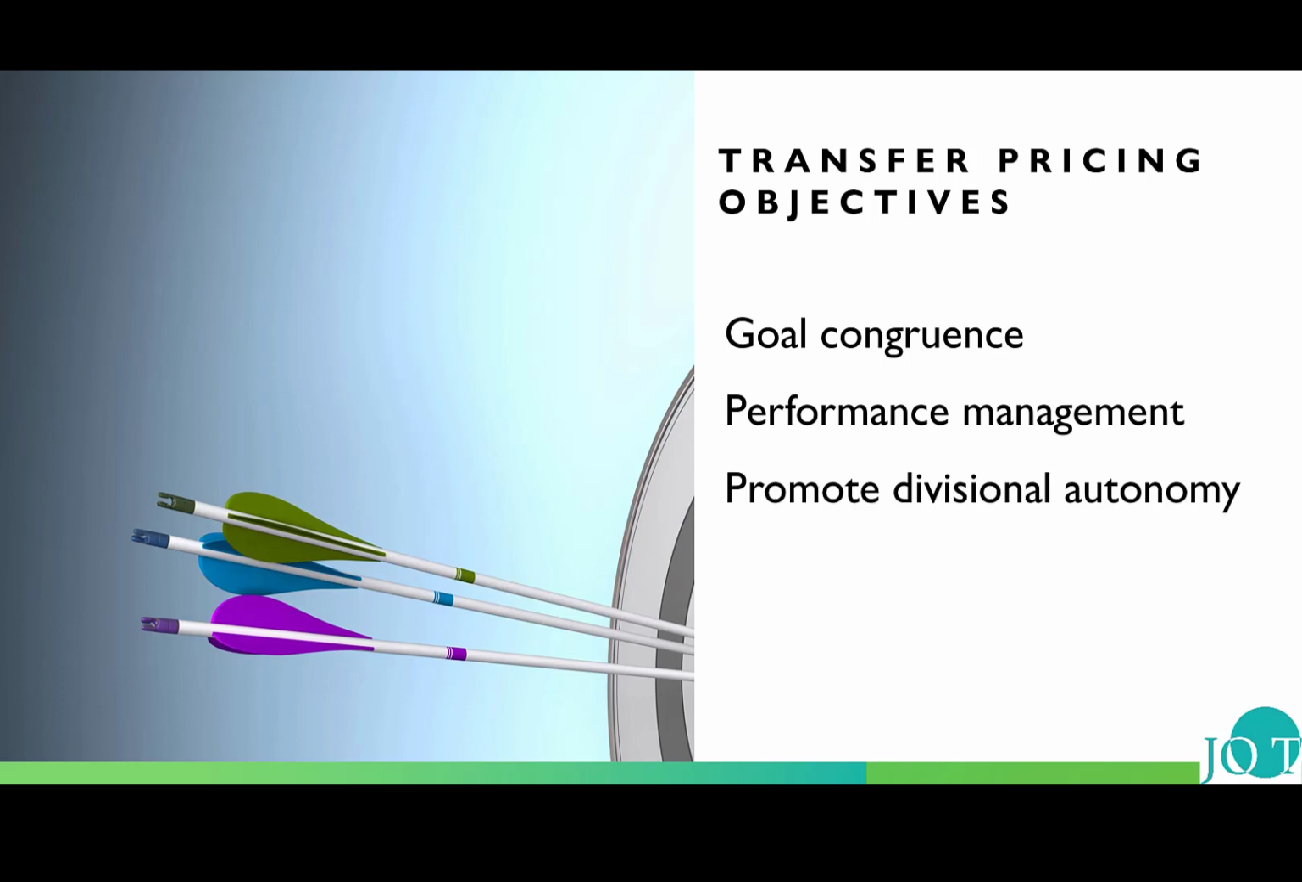You want to promote divisional autonomy. So you don't want to be too prescriptive about what that transfer price is. You'd like them to negotiate with each other to come up with the most satisfactory one between them. You also want to optimise resource allocation. You really don't want some divisions going externally if it's better for them to buy internally. And setting that transfer price is pretty much key to that.